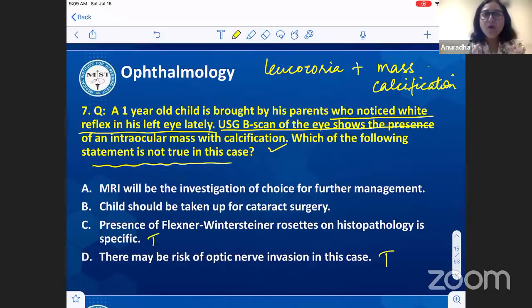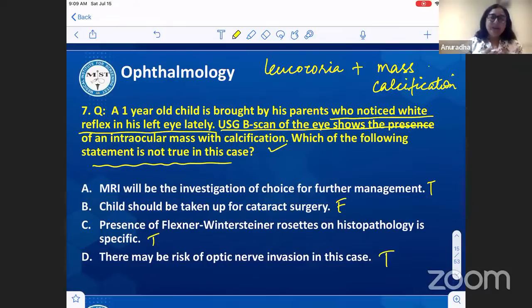Okay. Child should be taken up for cataract surgery. See here, the leukocoria is not due to cataract. There is an intraocular mass. So this is the false statement. Choice B is false. MRI will be the investigation of choice for further management. That is true. The best investigation in retinoblastoma is MRI over the CT scan, because MRI does not expose the child to radiation. You can look for the optic nerve invasion.